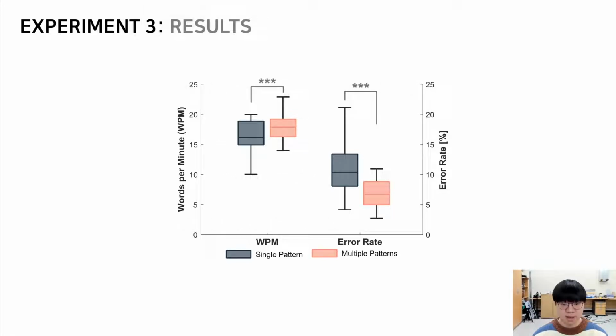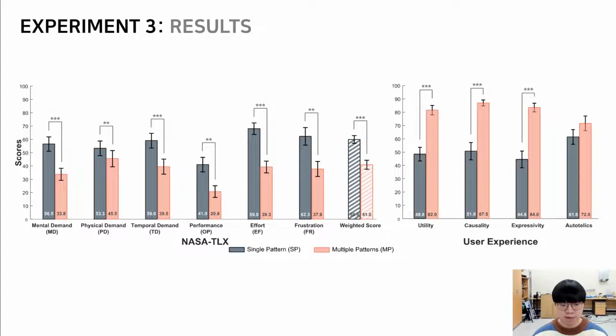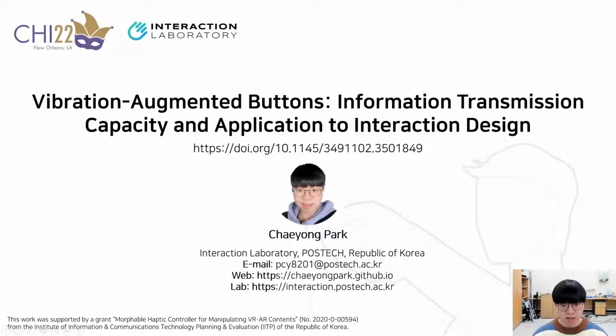The results show that variable button feels improve the task performance. Also, our system reduces cognitive workload and improves the haptic experience of text entry in VR. The reason seems to be that participants recognized the haptic error message of multiple patterns and corrected errors instead of making successive errors. The contributions of this work are a detailed analysis of the information transmission capacity of vibration-augmented buttons and a successful demonstration of the interactive application using augmented buttons.